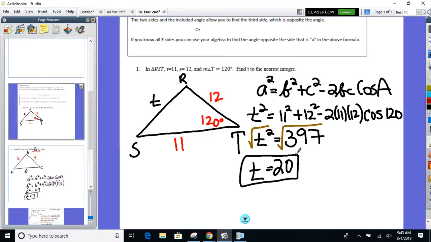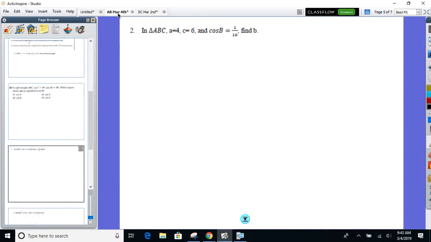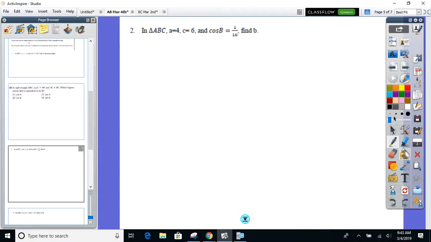Anything right now about where everything came from? Can you get 397 on your calculator? Because it's going to go up in difficulty how I use this formula now. This is just finding a side. Done. All good? All right. Next one. Here we go.